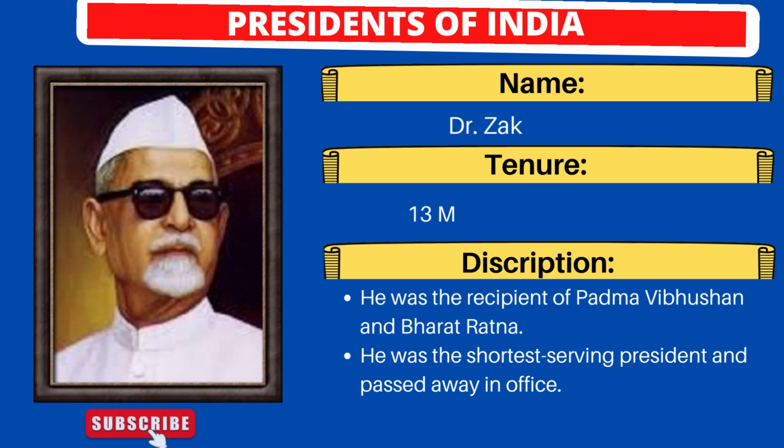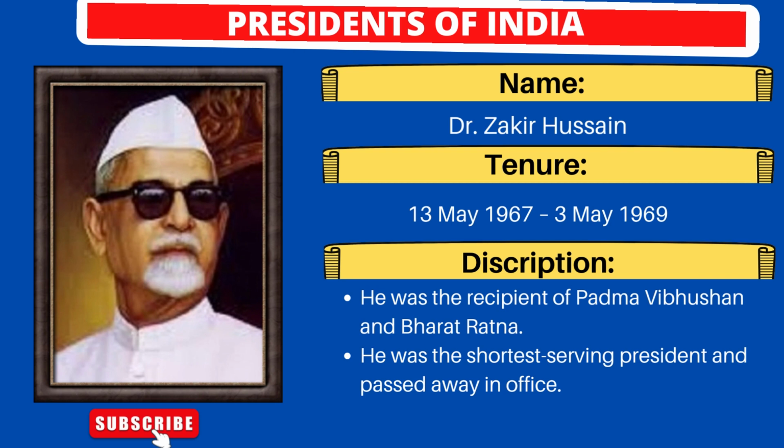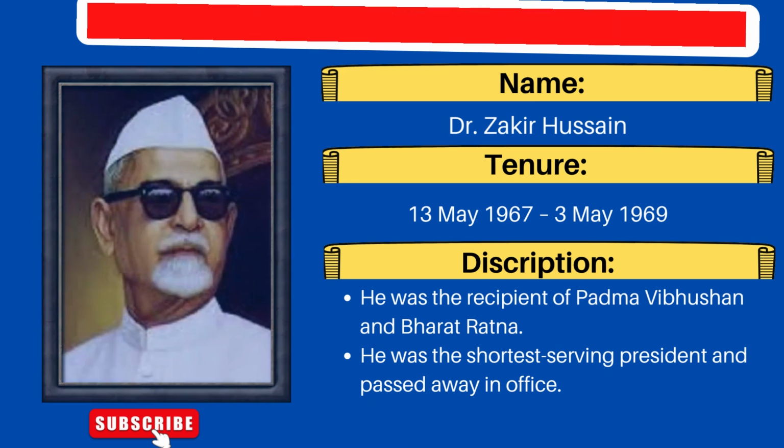The next president of India was Dr. Zakir Hussain. His tenure term was 13th May 1967 to 3rd May 1969. He died on 3rd May 1969, the first Indian president to die in office.